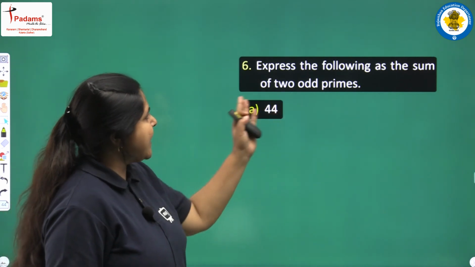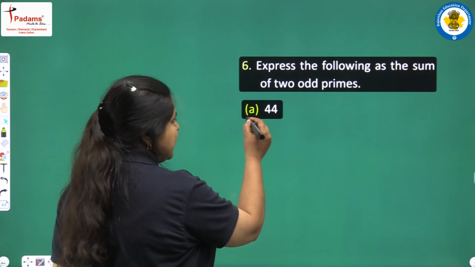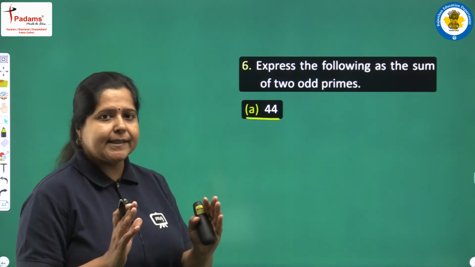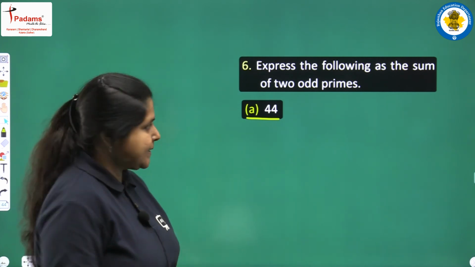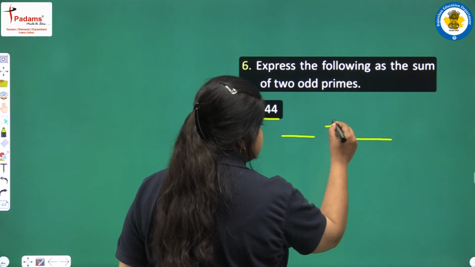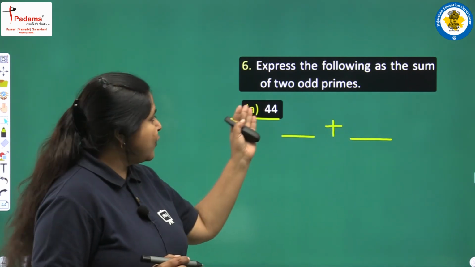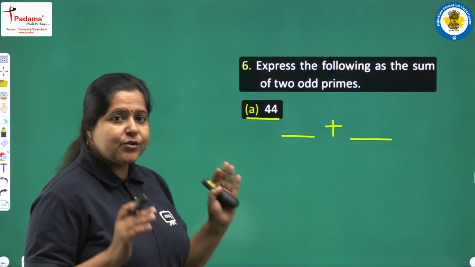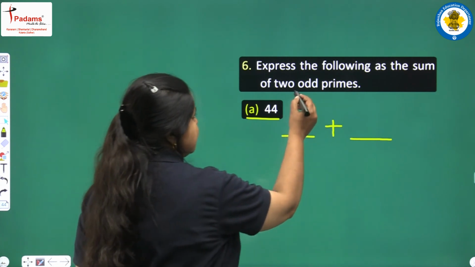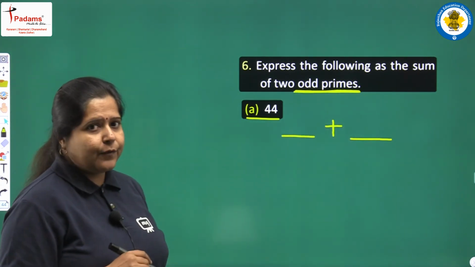Express the following as the sum of two odd primes. Here this number 44 has been given and we have to divide it or break it into two numbers, one number and second number, such that we have to add these two numbers and get 44 back. So we need to break 44 into two odd prime numbers, odd primes, such that we get 44 back.